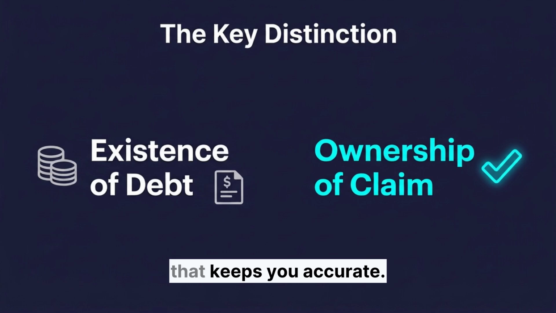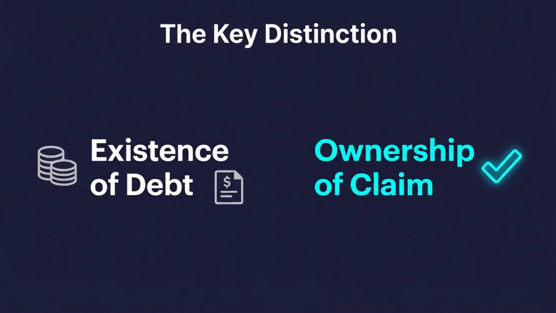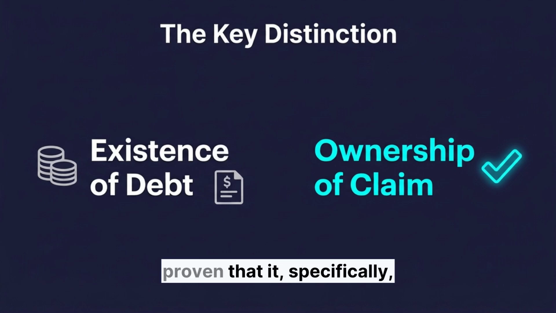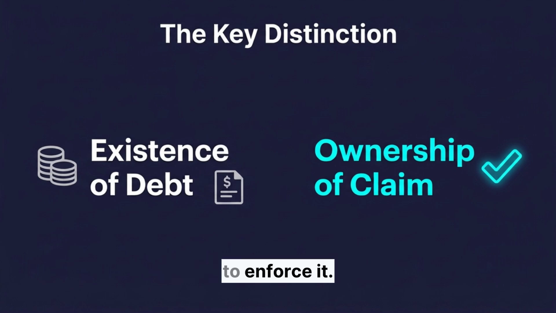Here is the distinction that keeps you accurate. In a debt buyer matter, the live question is almost never whether a debt exists somewhere in the world. The live question is whether this plaintiff has proven that it specifically owns this specific account and is therefore entitled to enforce it. That is a proof question and a party question. It is not a theory that the debt evaporated.